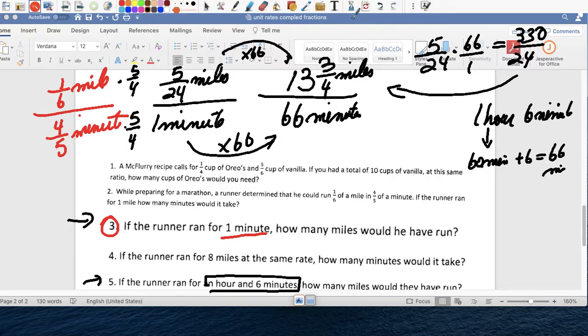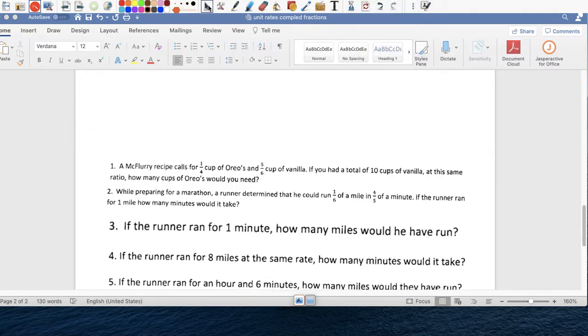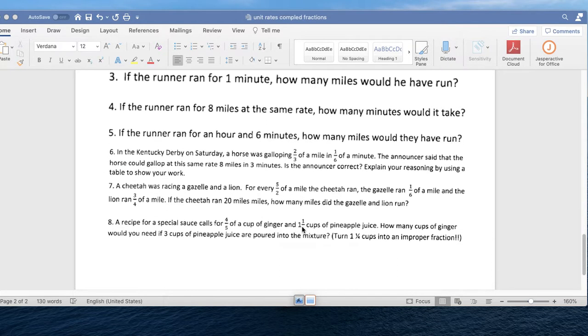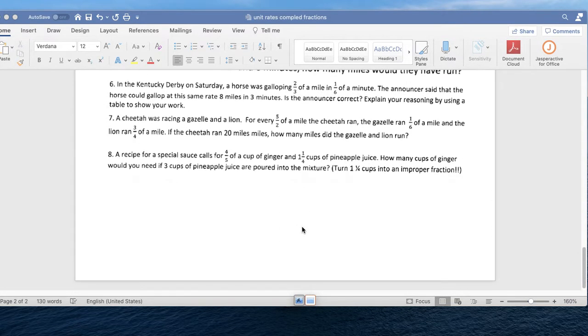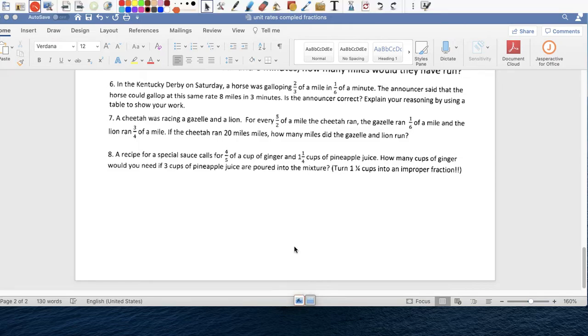Okay, so all right, not that bad. I'm just going to take a little. 6, 7, 8. In the Kentucky Derby on Saturday, a horse, caballo, was going 2/3 of a mile in 1/6 of a minute. The announcer said the horse could go 8 miles in 3 minutes. Is he correct? Explain your reasoning by using a table to show your work.